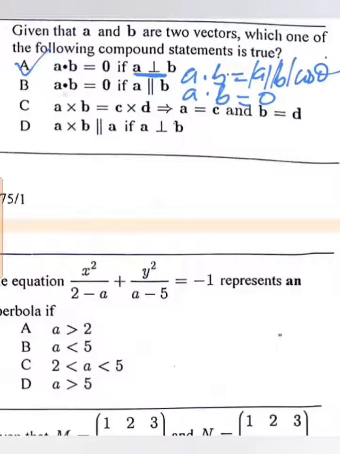Now in B, A dot B equals 0 if A is parallel to B. That is not true, because if A is parallel to B, either the angle between them is 0 if A and B are in the same sense, or the angle between them will be 180 if they have opposite sense. The cosine of 0 is 1 and the cosine of 180 is negative 1. So there is no way A dot B can be 0 if the two vectors are parallel.